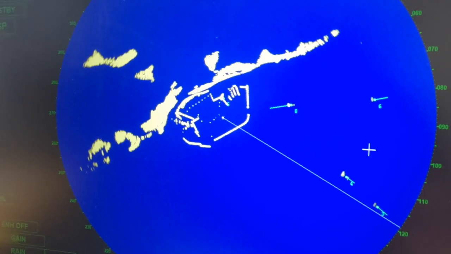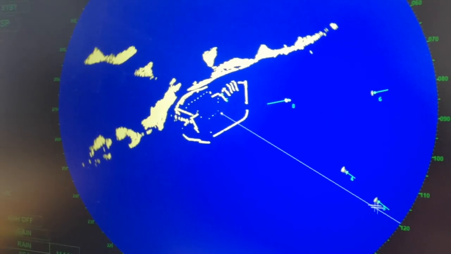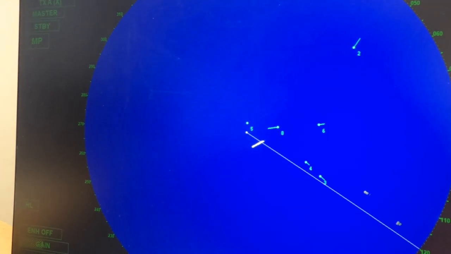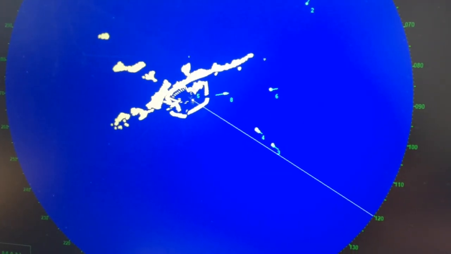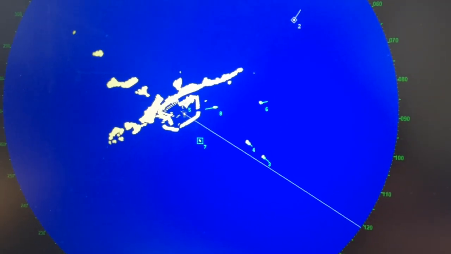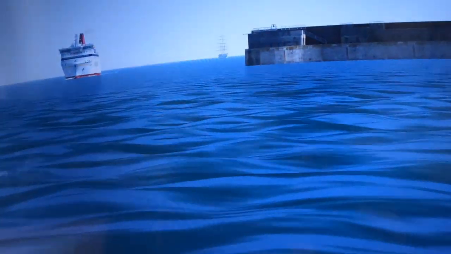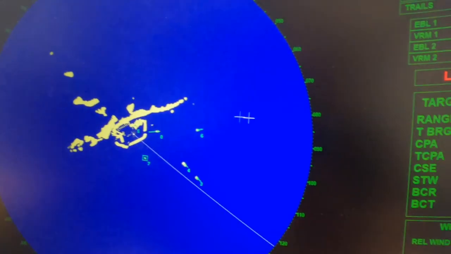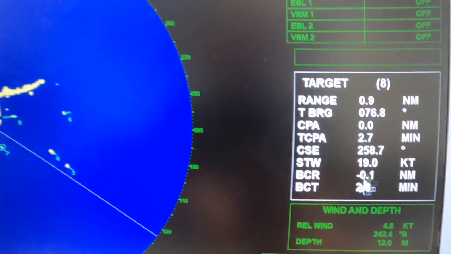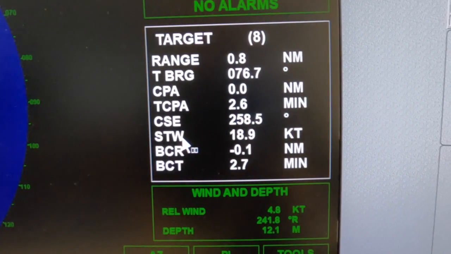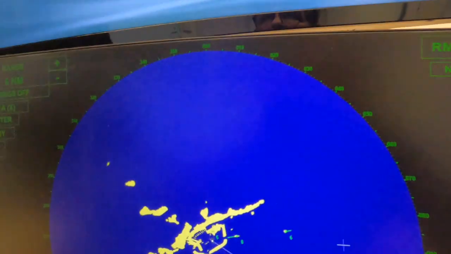And just zoomed out to see what else is going on. So we've got the vessels that are going away, the 2 ships that were going away, and that's the Eagle going away as well. I'll just click on 7 to see what 7 is, but it'll take a few rotations for it to work out what she is. So there's a ship coming in, not far away now. Click on her, and she's now 0.9 of a mile away, still doing 18.9 knots. So TCPA 2.6 minutes.